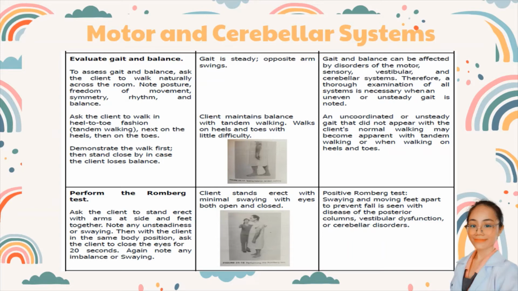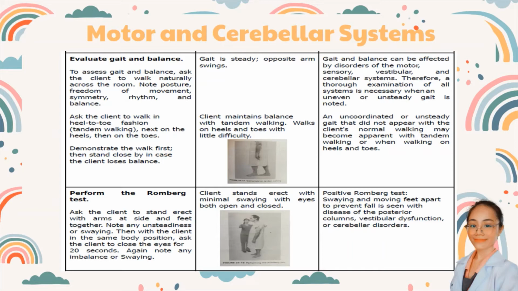For the normal findings, the gait is steady, opposite arms are swinging, and the client maintains balance with tandem walking and walks on heels and toes with little difficulty. As for the abnormal findings, the gait and balance can be affected by disorders of the motor, sensory, vestibular, and cerebellar systems. Therefore, a thorough examination of all the systems is necessary when an uneven or unsteady gait is noted.